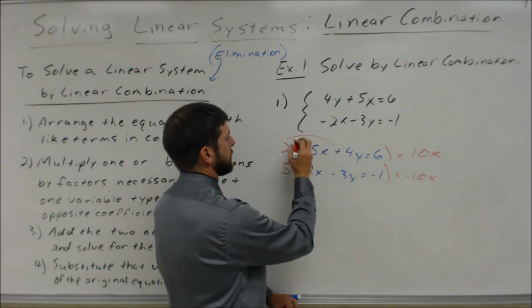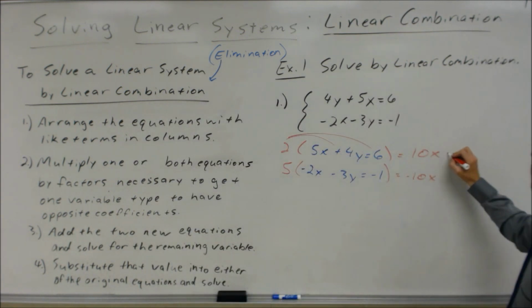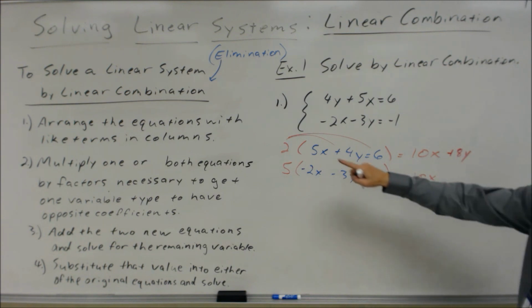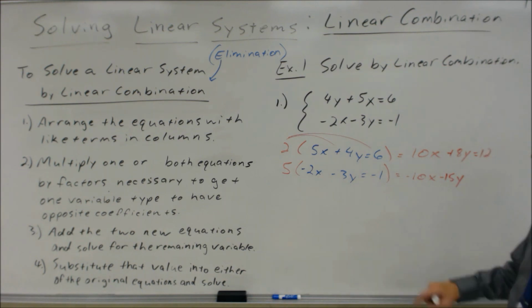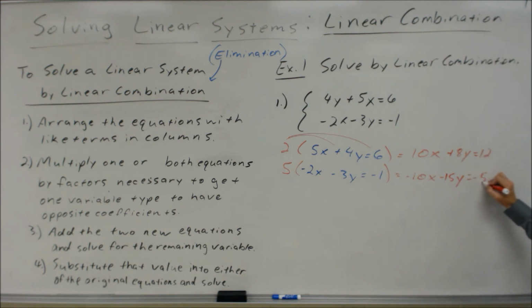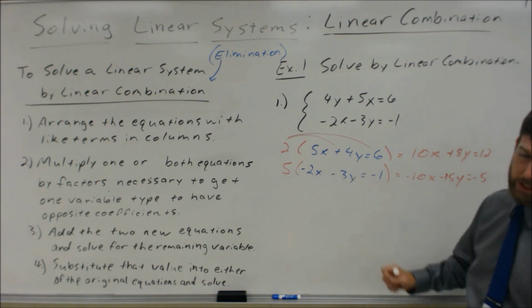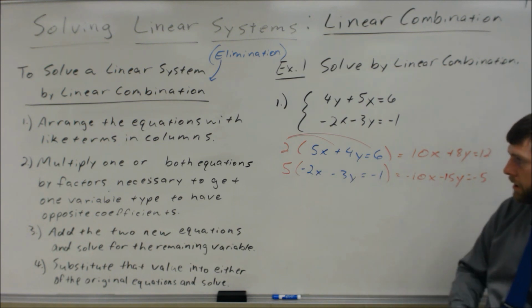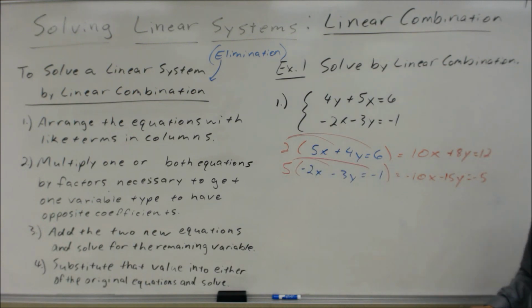So it's the distributive property at this point. 2 times 4y gives me 8y. 2 times 6 gives me 12. Next, 5 times negative 3y is negative 15y. 5 times negative 1 is negative 5. A common mistake is people will distribute to the x and y's and forget to distribute to the other side of the equal sign. Make sure we're distributing to every single term in there.